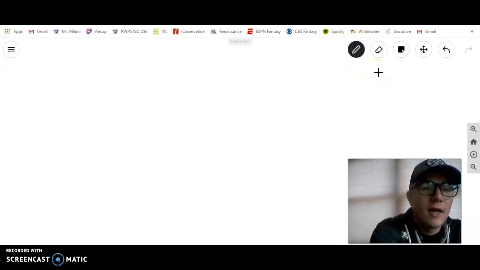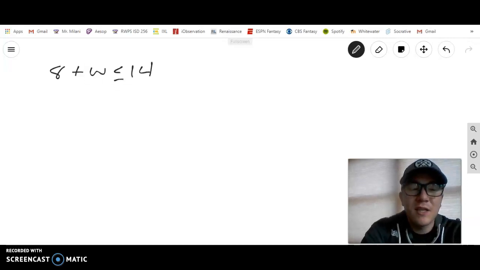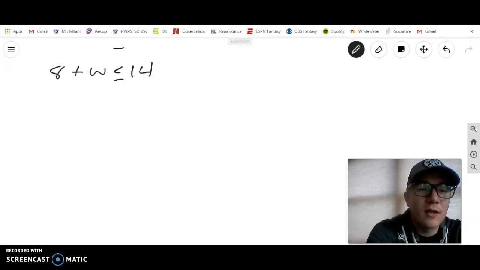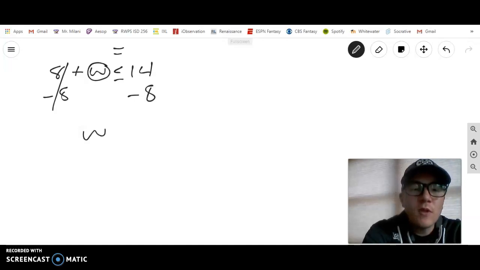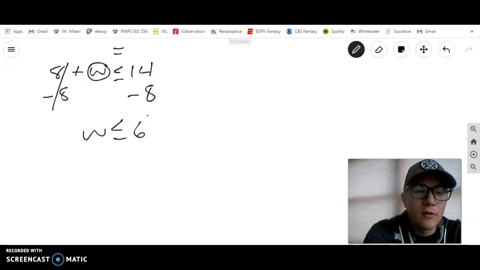So if I've got 8 plus w is less than or equal to 14, really, you can treat this like it's already an equal sign. So in order to get this w alone, I'm going to subtract 8 from both sides so that it cancels out. My w is now alone, and that less than or equal to will remain that way, so w is less than or equal to 6, and that's my final answer.